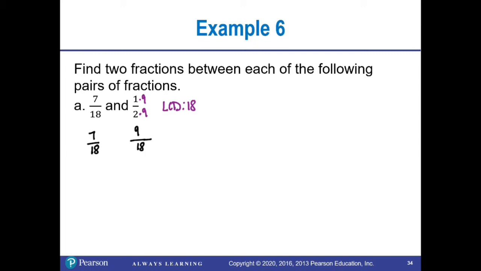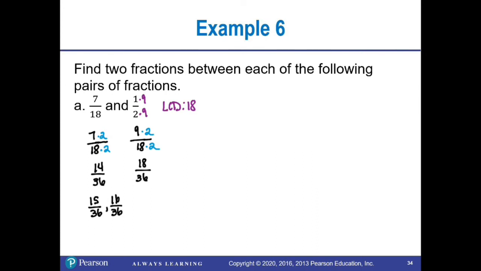That is one fraction. However, my directions ask me to find two fractions. So to find two fractions, I'm going to double my denominators. If I double my denominators, I also need to double the numerators. 7 times 2 is 14, and 18 times 2 is 36. 9 times 2 is 18, and 18 times 2 is 36. Now I can find two fractions between 14 over 36 and 18 over 36. 15 over 36 would be between those two, as well as 16 over 36.